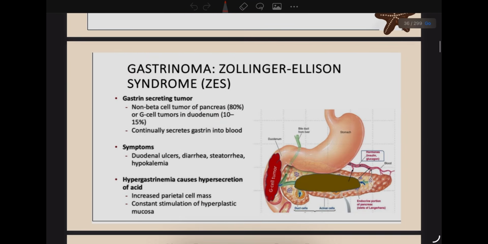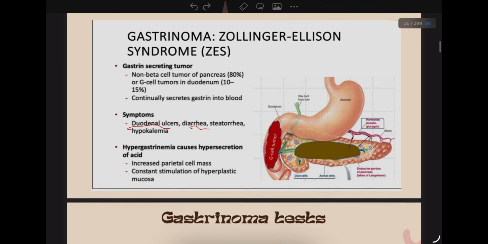Now, gastrinoma. You will find it weird that I put it after secretin, not gastrin, but it's for a reason, you will see. Gastrinoma is a tumor of gastrin-releasing cells, which are the cells that secrete gastrin. It's also called Zollinger-Ellison syndrome. So what's the problem when you release a lot of gastrin? You will have a lot of HCl, right? What will that cause? Duodenal ulcers, diarrhea, steatorrhea, hypokalemia. Please remember the steatorrhea part. It's asked a lot about. Steatorrhea. Remember it.